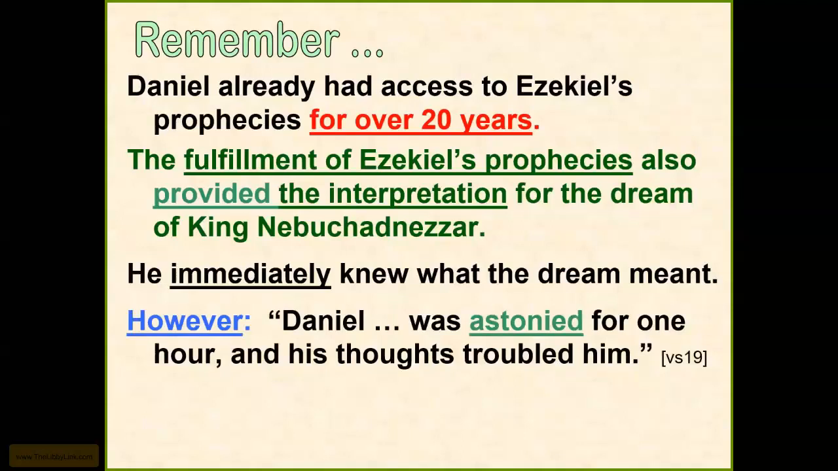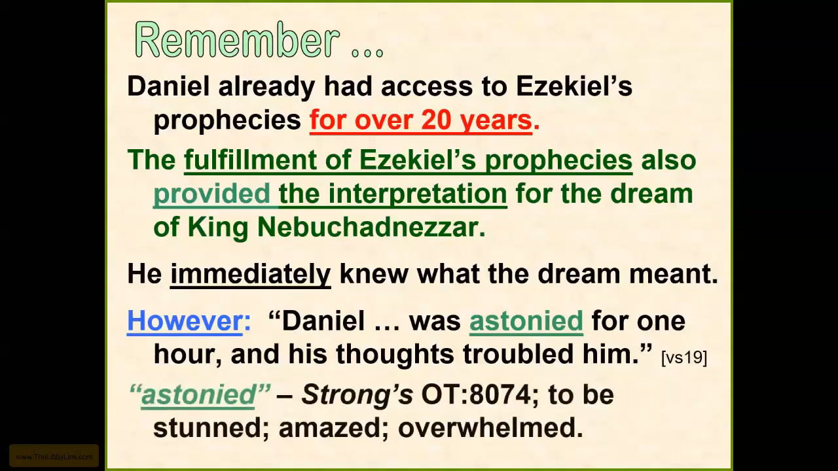We find that in Daniel 4, verse 19. The Strong's definition of astonished is to be stunned, amazed, overwhelmed. Daniel knew very well what the dream meant. He just didn't want to be the one to give the bad news to the king. Would you? I don't think so.